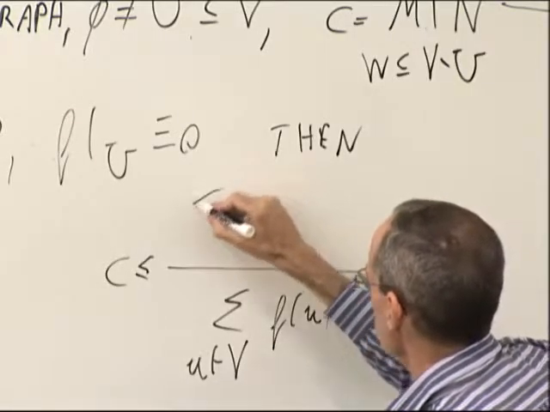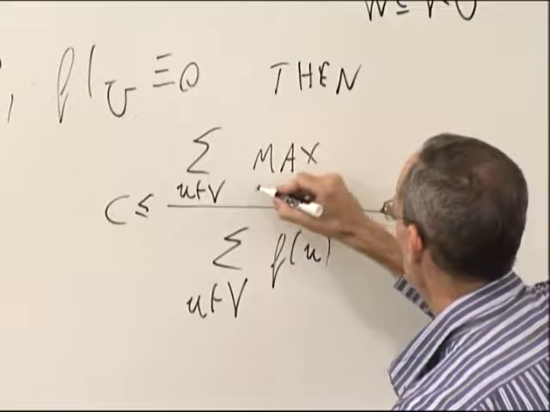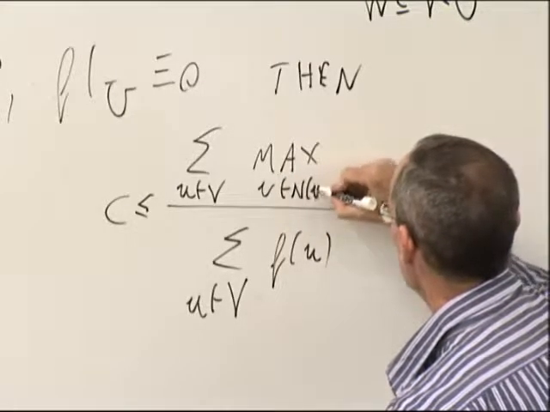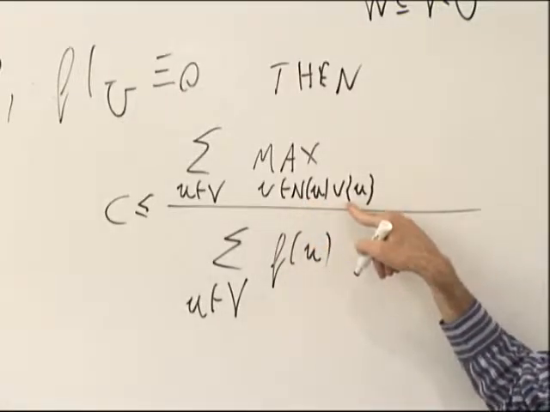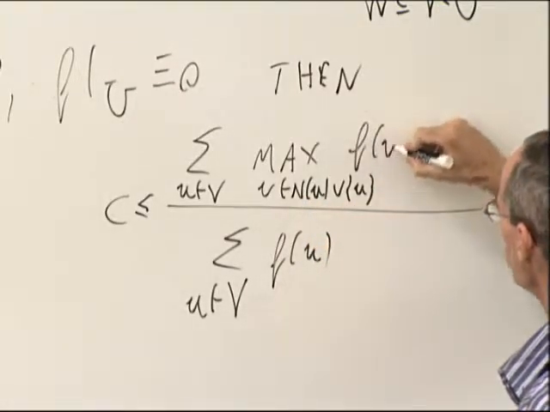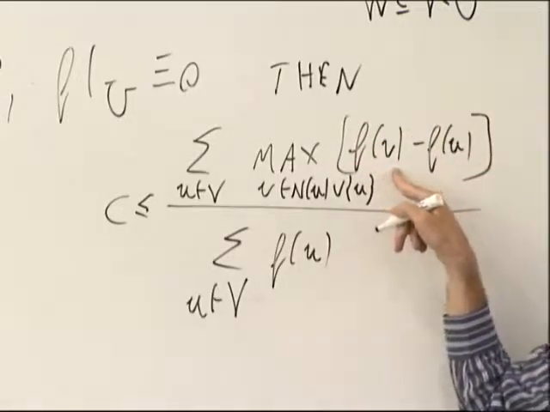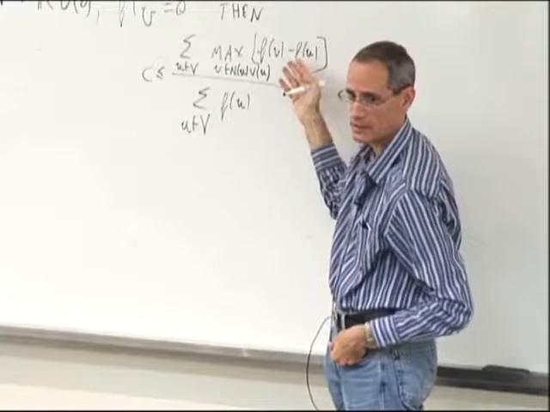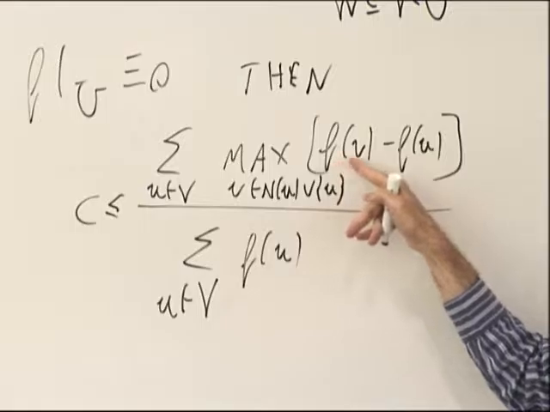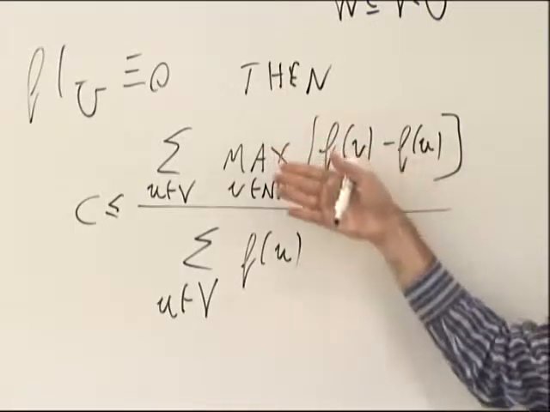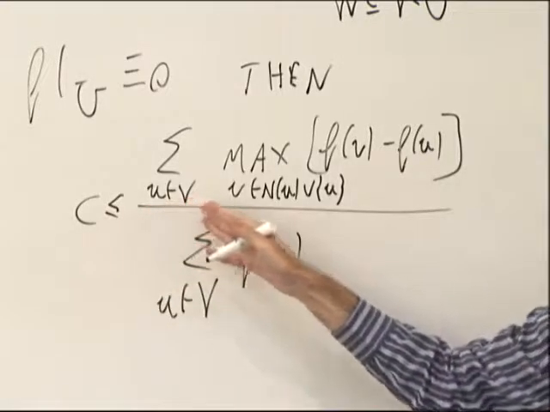And here it will be the sum, again, over all u in V of the maximum over all v in N(u) union {u}. So we take all the neighbors of u and u itself, and we take f(v) minus f(u). We maximize over all these v's. This is always non-negative, because in this set I have u itself, so f(u) minus f(u) is 0, and we can get only something bigger. And the claim is that C is at most this thing.